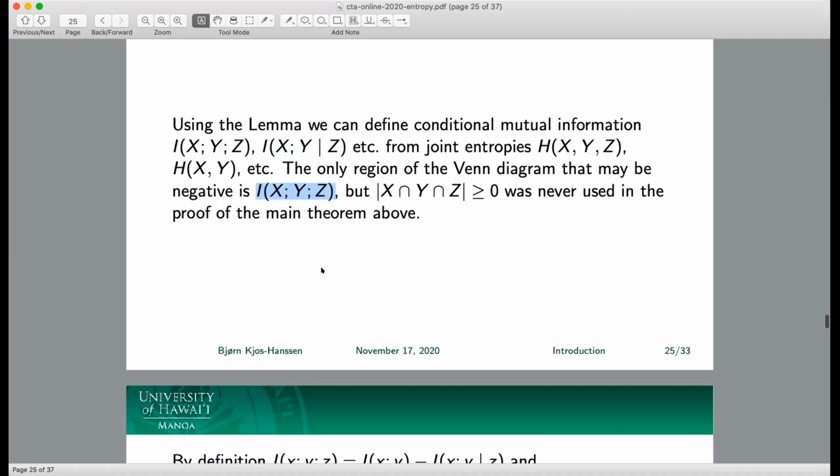Now, the proof that I suggested above involving cardinality involves some manipulation of facts about cardinality. But if you look carefully at the proof, it never uses the fact that the cardinality of the middle of the Venn diagram is non-negative. And so that's good. That gives some hope that we can just use the same proof for entropy. And that's what I'm claiming works.